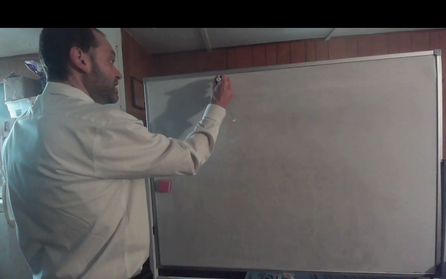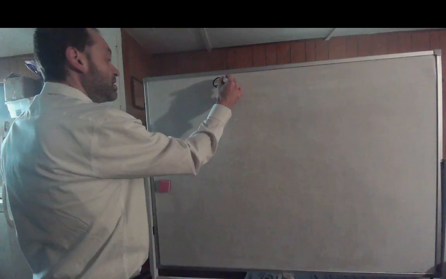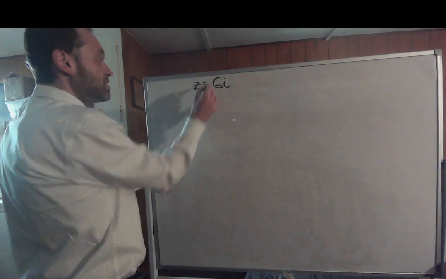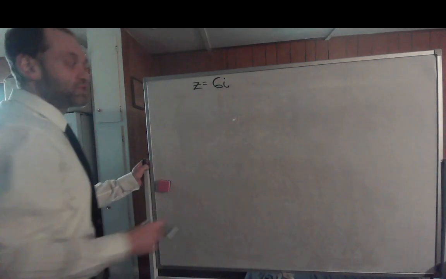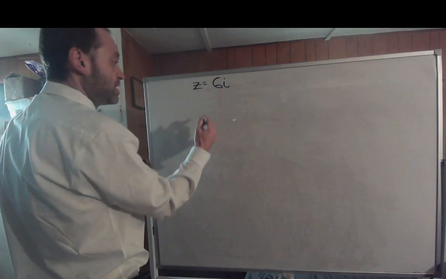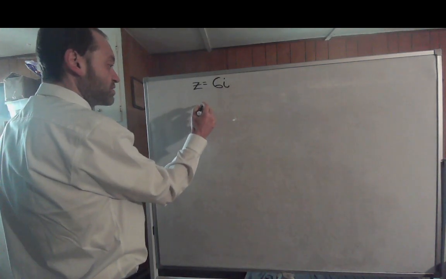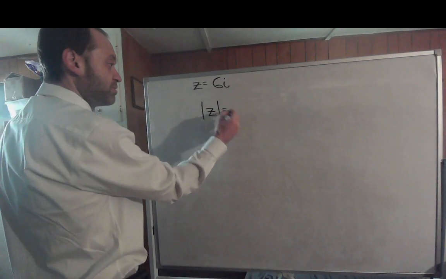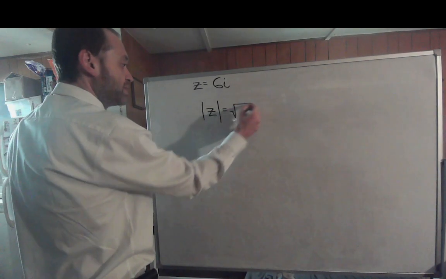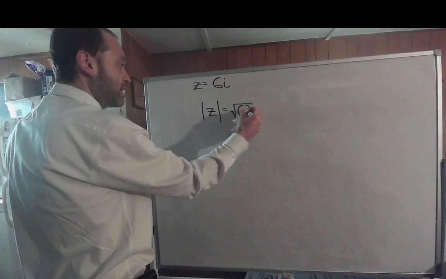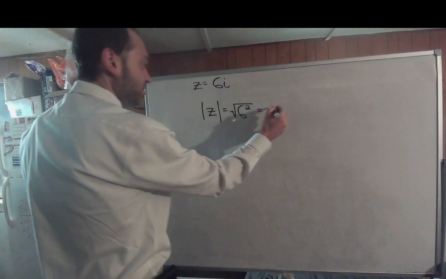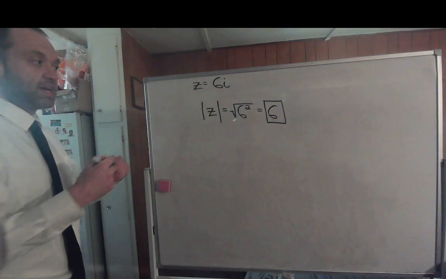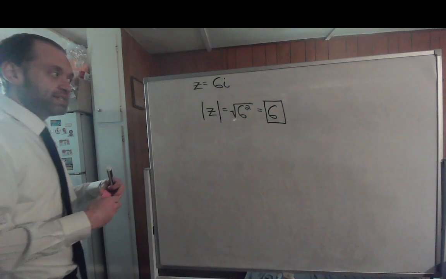Let's say we're given 6i. We want to find the absolute value of 6i. So we have the complex number z equals 6i. Well, I think it's going to be pretty simple here. If we want to take the absolute value of this complex number, it's just going to be the square root of 6 squared, which would just give you 6. So the absolute value of 6i would be 6. Pretty easy there.